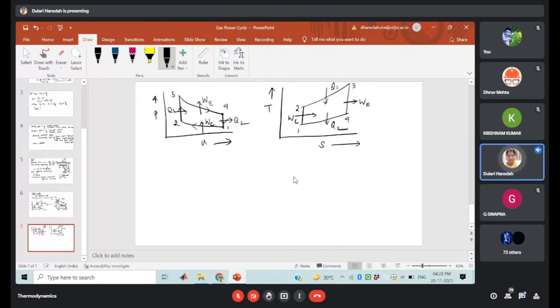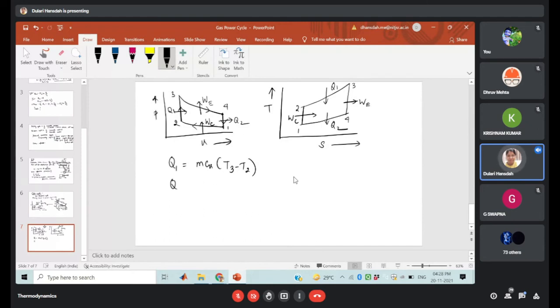Then we have to find out what will be the heat addition. Suppose I want to find out the heat addition. Heat is added at constant volume, right? So constant volume means I can write mCv dT. Then dT will be T3 minus T2.